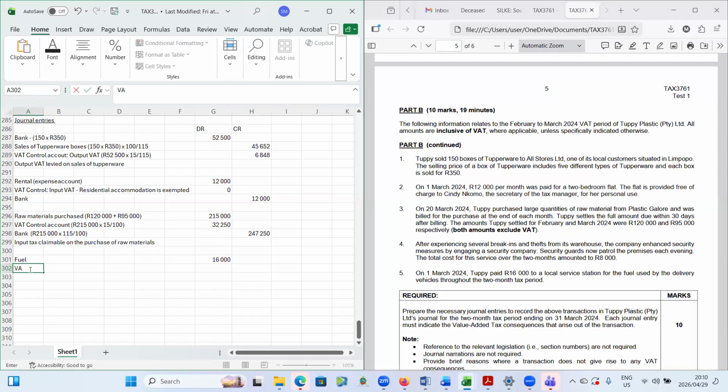Then let's do the VAT control account. Fuel is zero rated. No input tax. There's no input tax. The account which will lose is the bank. The bank will be reduced by 16,000 rand.